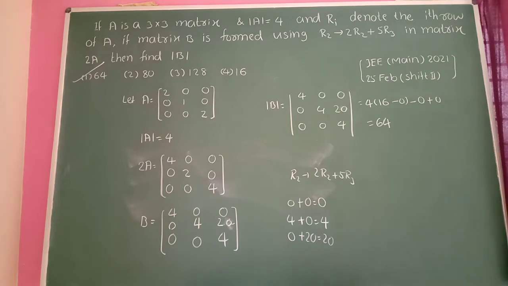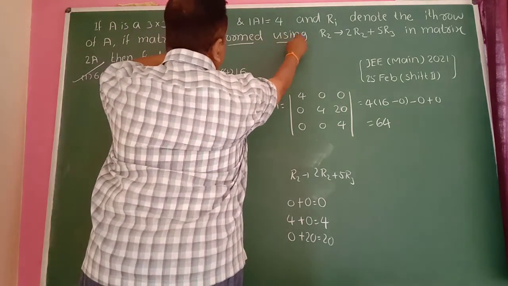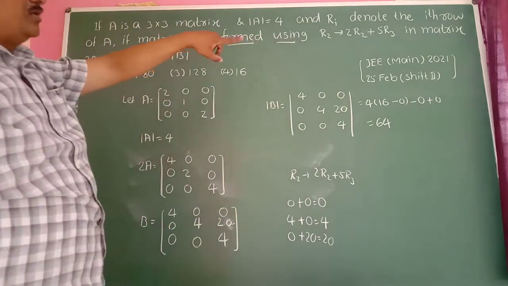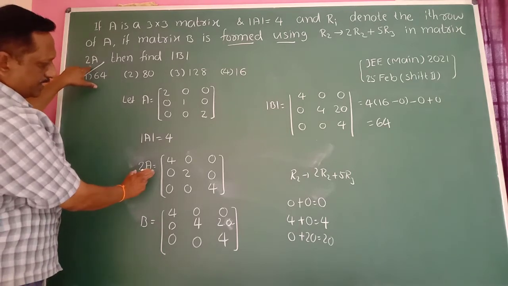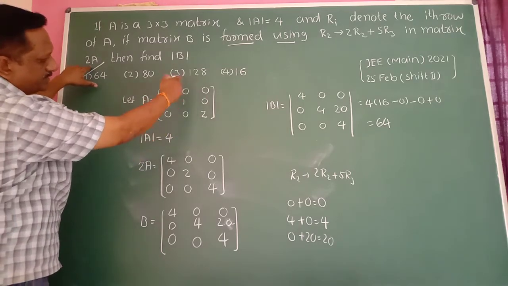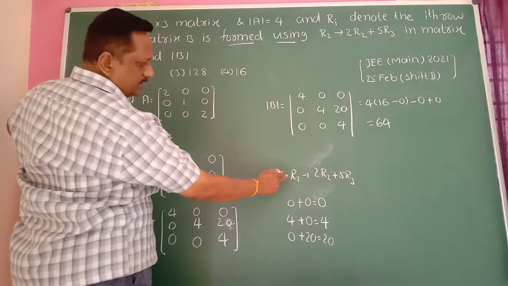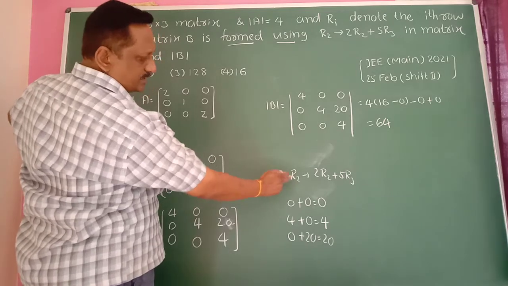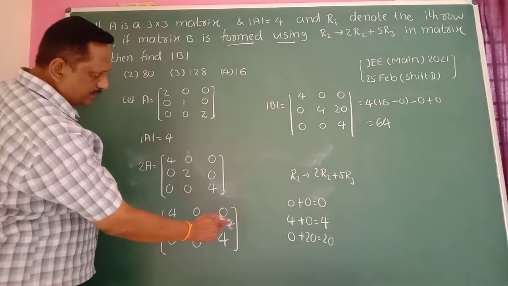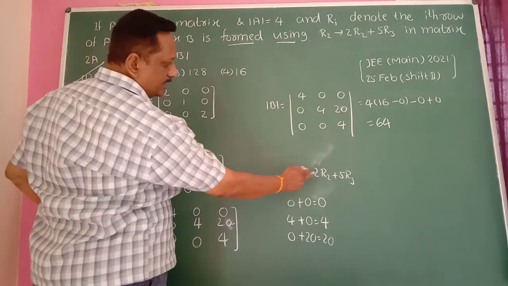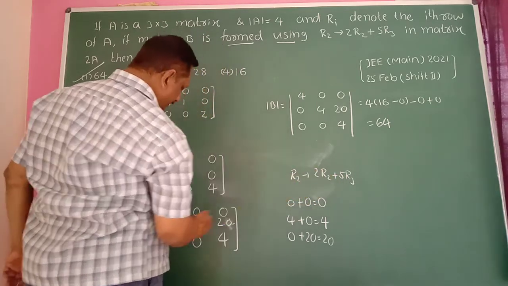Because here matrix B is formed using R2 implies 2 R2 plus 5 R3 in the matrix 2A. Therefore first write here find 2A. So 2A means multiply each element by 2. You get this matrix. Then B is obtained by using this result here. Means only second row changes. First row, third row keep as it is here. Therefore second row is obtained by multiplying second row by 2, third row by 5 and adding.